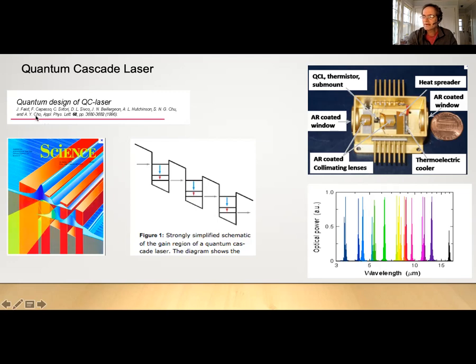These were developed by Jerome Faist and Federico Capasso and others at AT&T Bell Labs. I think at that point it was just Bell Labs, no more AT&T, by 1996. And it was a pretty important discovery. It merited the cover of Science magazine. Anyway, I wanted to show you that. So now I think we'll stop and we'll see you in class.